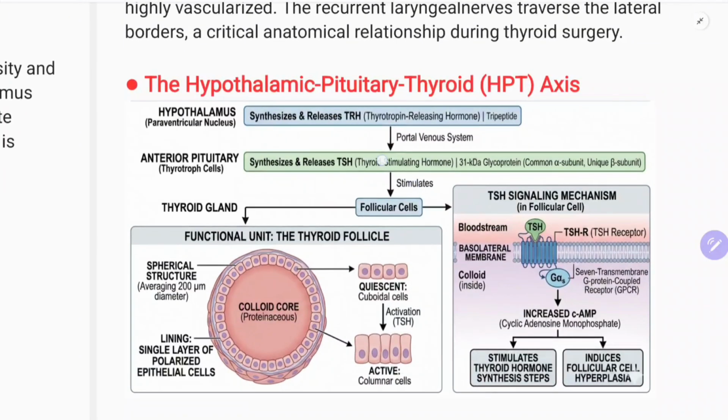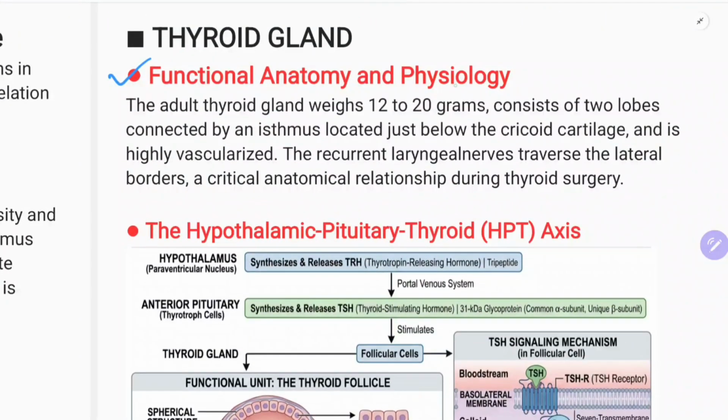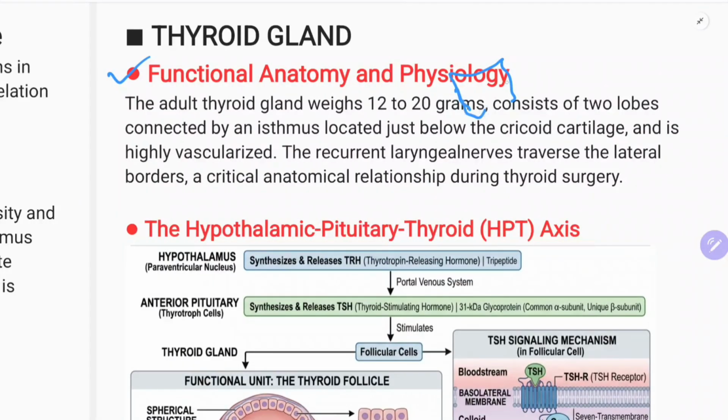So that's the basic. If this is the thyroid cartilage, this is the trachea. This is the cartilage. Here you will have the thyroid gland like this, okay, the thyroid gland. So these are the 2 lobes, lobe 1, lobe 2, and this is known as the isthmus.